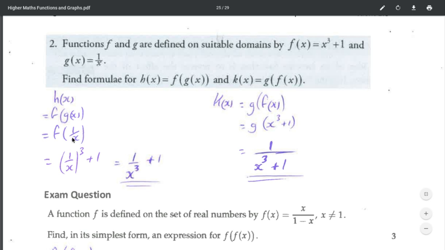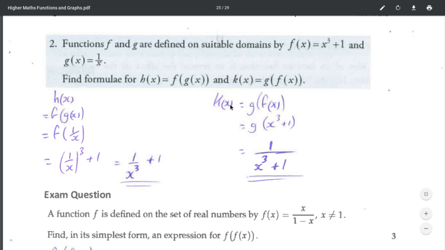So just like in example 1, whatever's in this bracket is going to replace the x in f of x. So if it was f of a, it would be a cubed plus 1. If it was f of 1 over a, it would be 1 over a all cubed plus 1. So f of 1 over x is 1 over x all cubed plus 1. So I can cube 1, I can cube x, so it'll be 1 over x cubed plus 1.